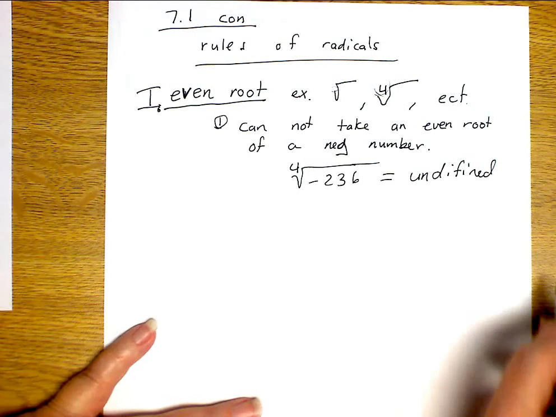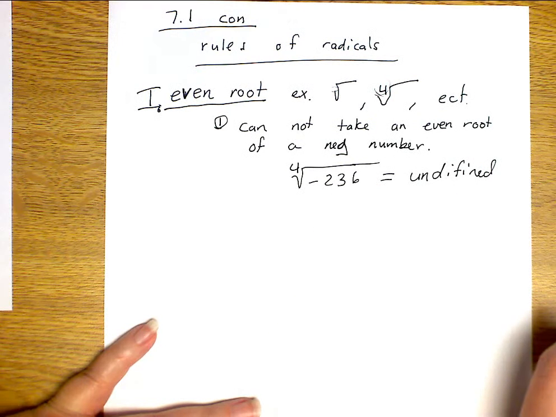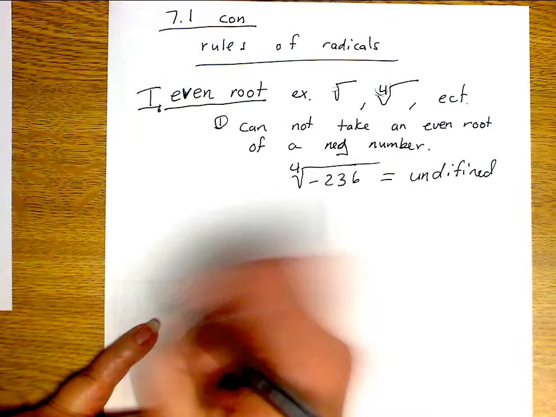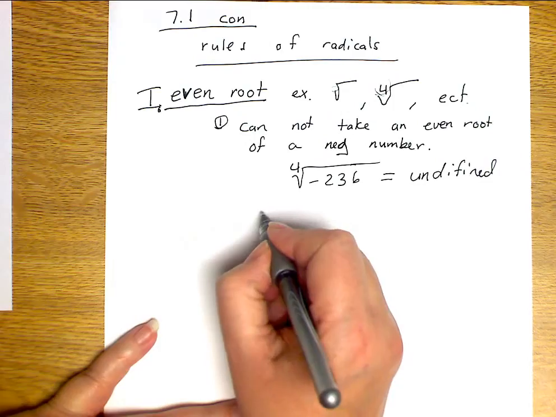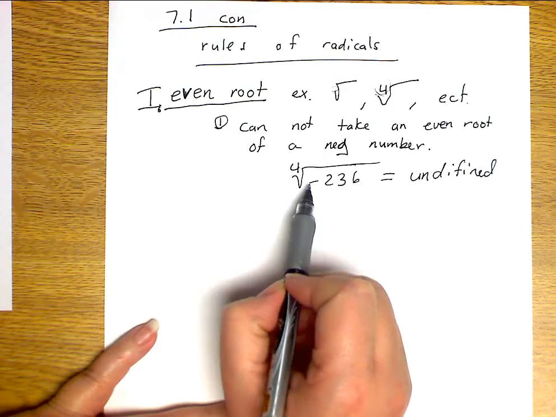If you do not understand this, you can have the negative on the outside. If you had the negative on the outside, that's okay, but it cannot be underneath. So you cannot take the fourth root of a negative number.